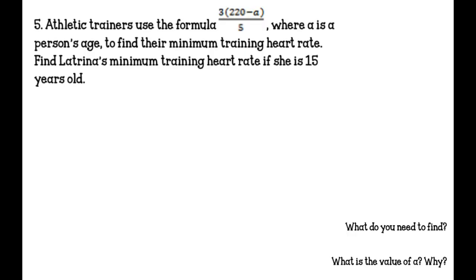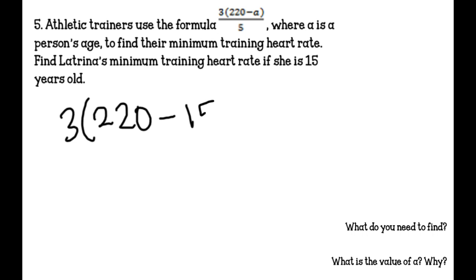Okay, athletic trainers use the formula 3 times the quantity of 220 minus A, all divided by 5, where A is a person's age, to find their minimum training heart rate. Find Latrina's minimum training heart rate if she's 15 years old. So they said the A stands for the person's age, and Latrina is 15. So we're going to plug in 15 for A. So we're going to do 3 times the quantity of 220 minus 15, all divided by 5.